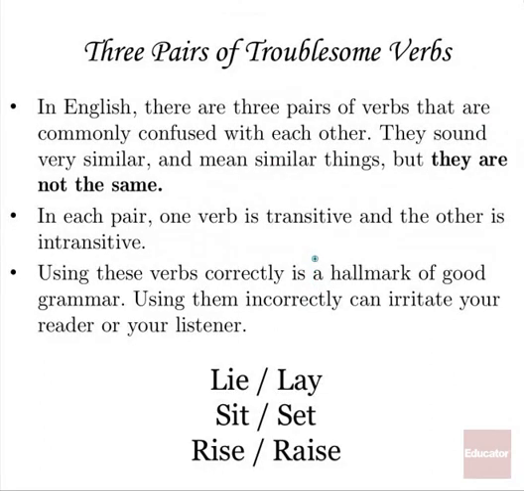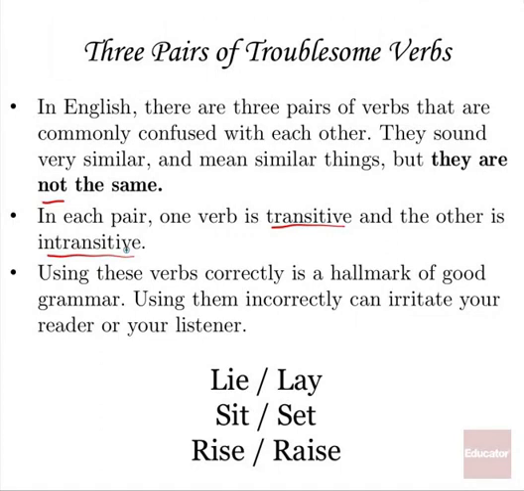All right, in English, there are 3 pairs of verbs that are commonly confused with each other. They sound very similar, and they mean similar things, but they are not the same. They are connected, but they do not have the same meaning. In each pair, one verb is transitive, and the other is intransitive. Now, what does this actually mean?